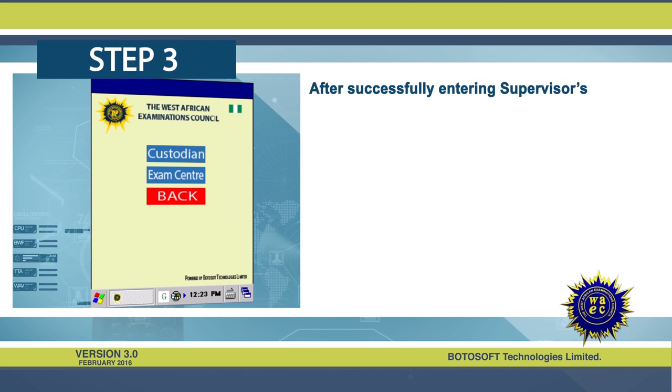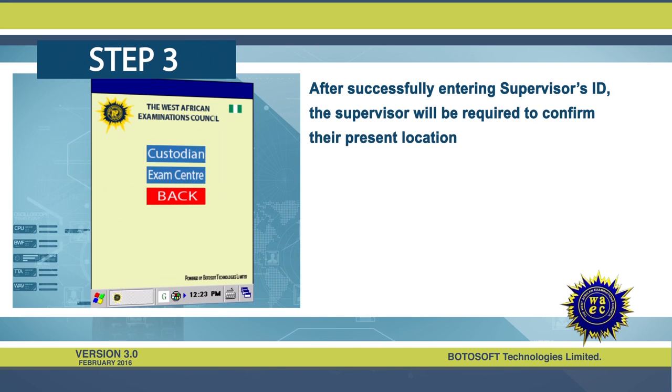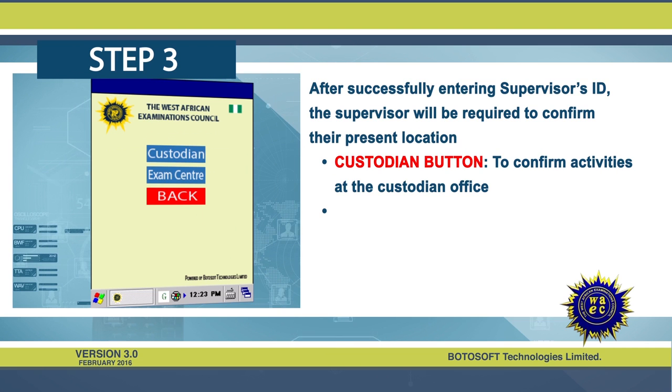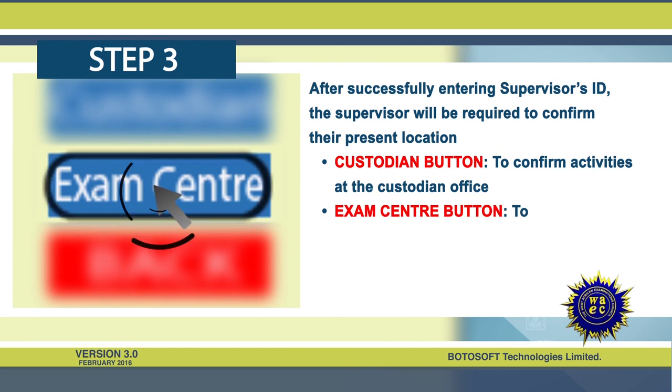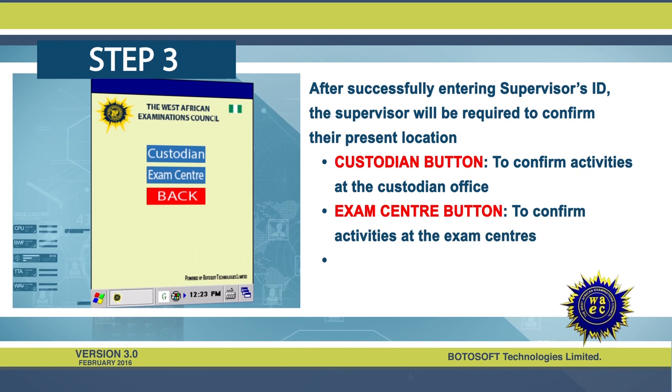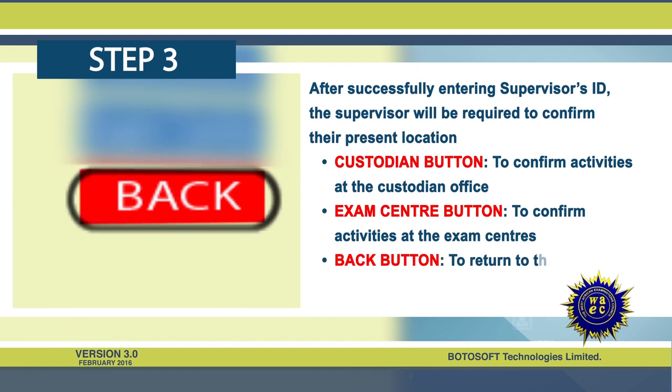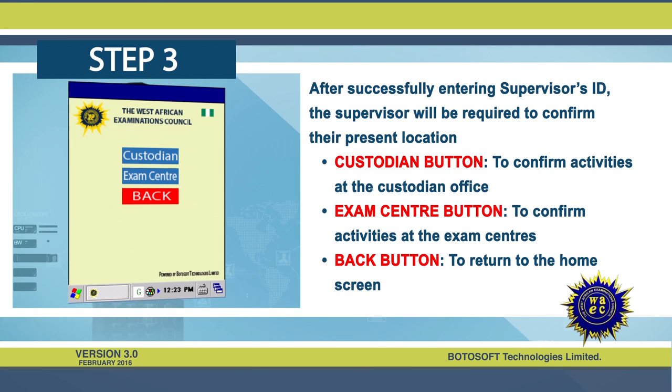Step 3. After successfully entering supervisor's ID, the supervisor will be required to confirm their present location. Custodian button to confirm activities at the custodian office. Exam center button to confirm activities at the exam centers. Back button to return to the home screen.